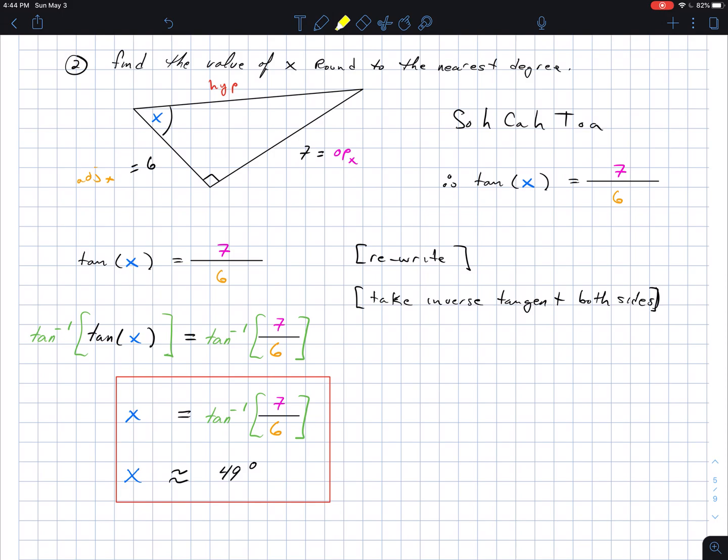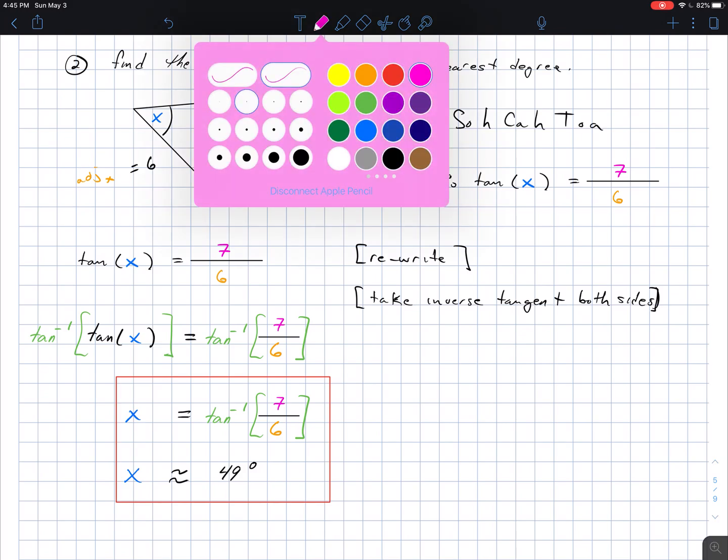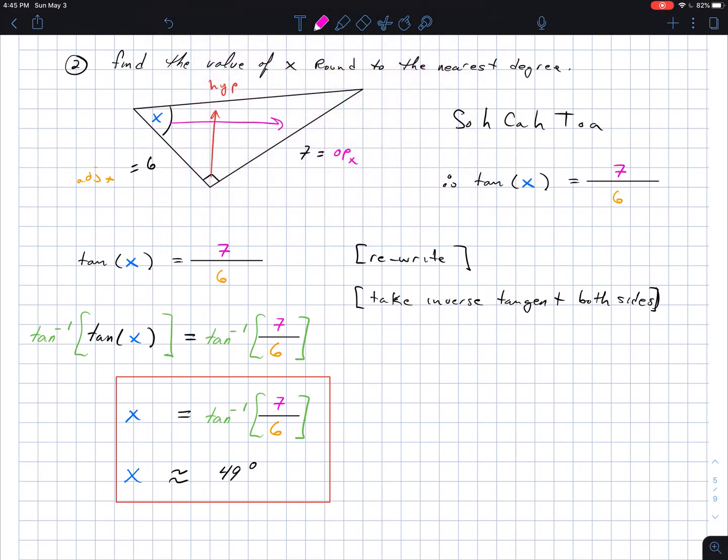Now, example 2. Take a little shortcuts here. Find the value of x, round to the nearest degree. Again, SOHCAHTOA. It's essential to understand SOHCAHTOA. So I look at my angle. I notice that I have an opposite side and an adjacent side. But notice I labeled my triangle appropriately from the beginning. I did this, then I did this, and then I did this.